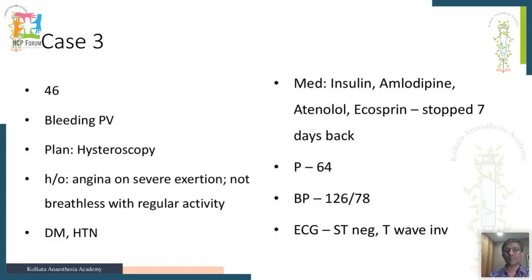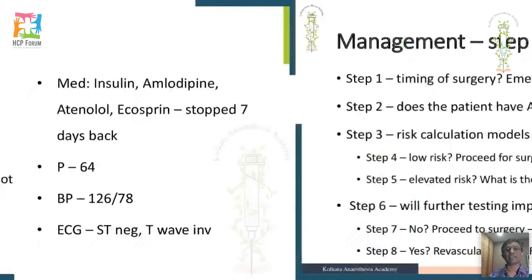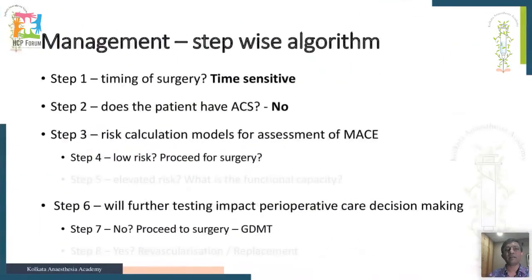Let's apply the algorithm again. The surgery is time sensitive. The person does not have an acute coronary syndrome. You apply the risk model. It's a hysteroscopy, not very invasive. Low risk. Shall I proceed for surgery?